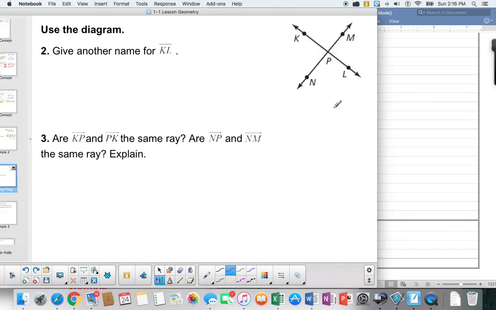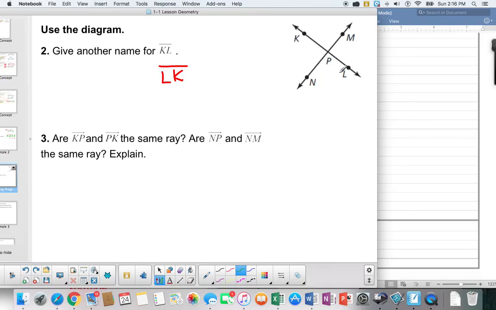Let's continue. Give another name for segment KL. We can just switch the letter order, and that'll be the same name. Are ray KP and ray PK the same ray? So let's start at K and go in the P direction. Change color. Now I'm going to start at P and go in the K direction, and the answer is no. One, they're not starting with the same point. And you see there's some little overlap, so opposite rays never do an overlapping. Now I'm going to undo all this color before I do the next problem.